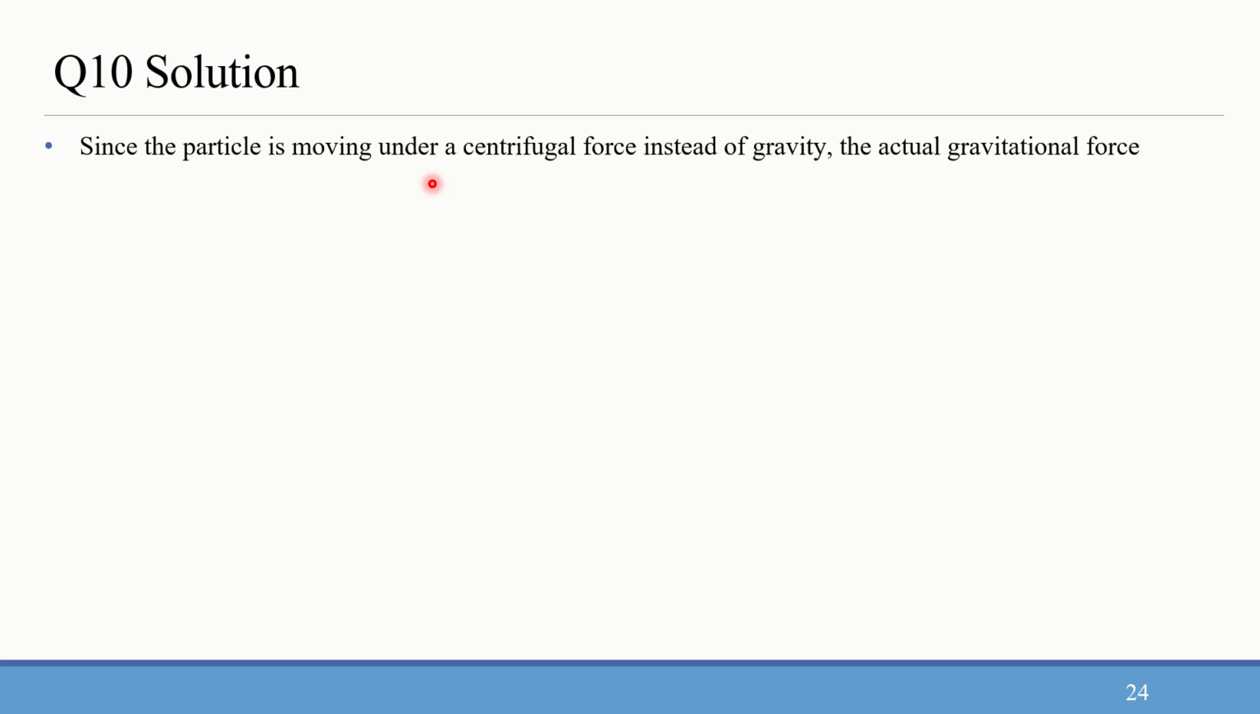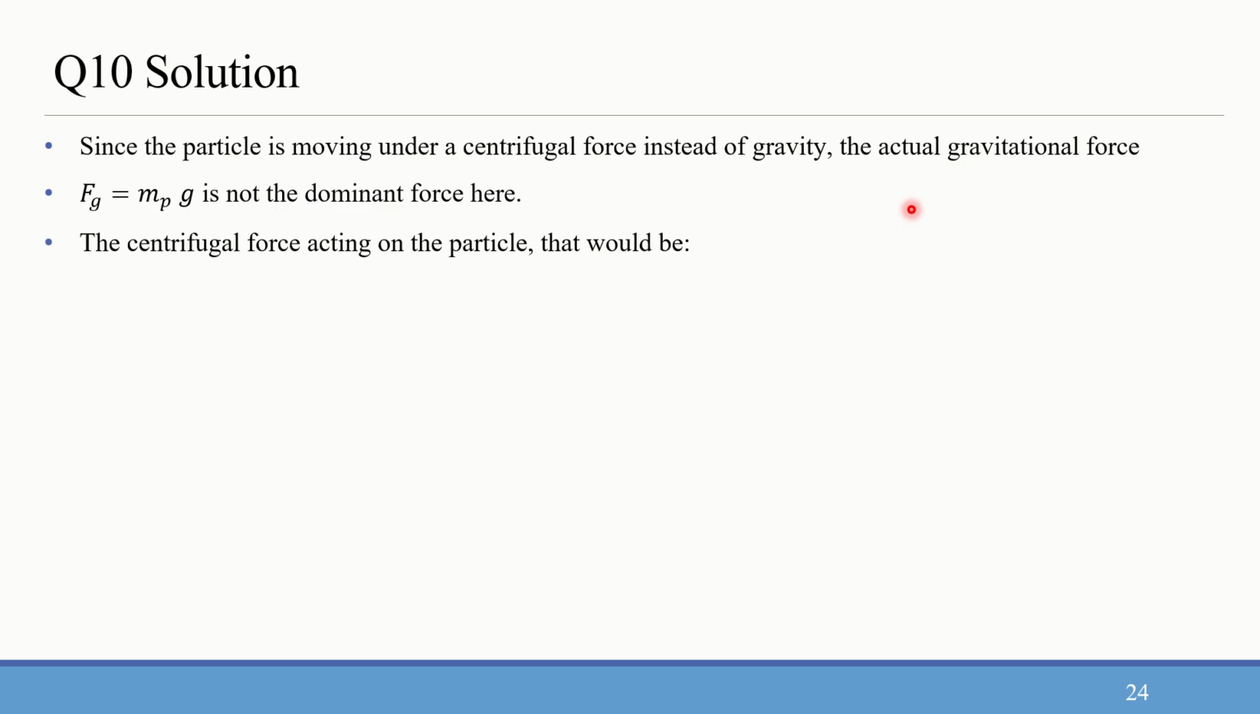So the solution is, since the particle is moving under centrifugal force instead of gravity, the actual gravitational force Fg is equal to mpg, which is not a very dominant force here. Centrifugal force acting on that particle would be Fc is equal to m omega square r. So basically, v is equal to r omega.